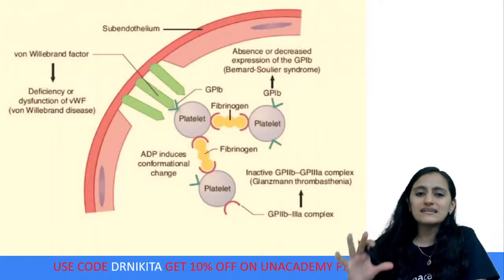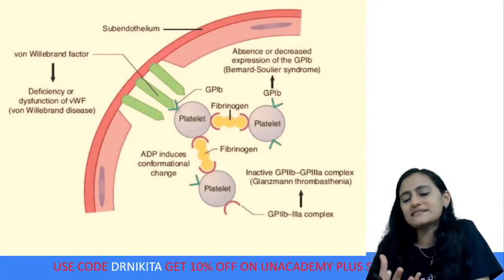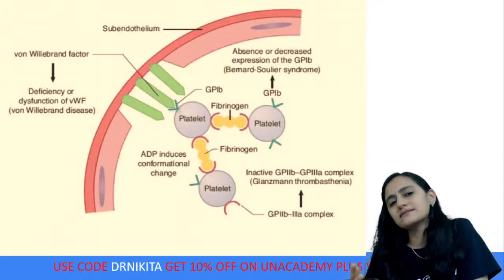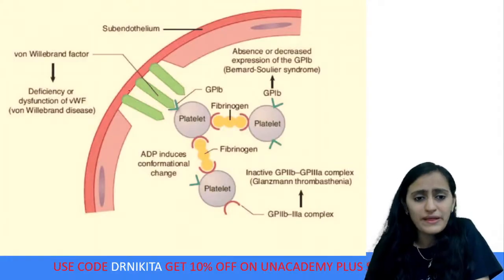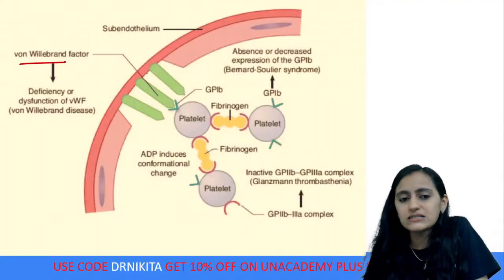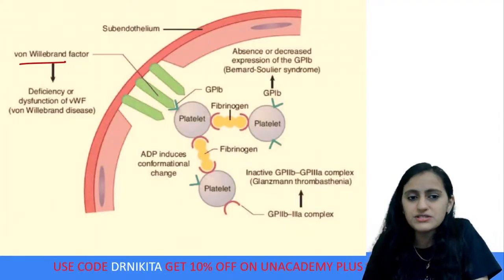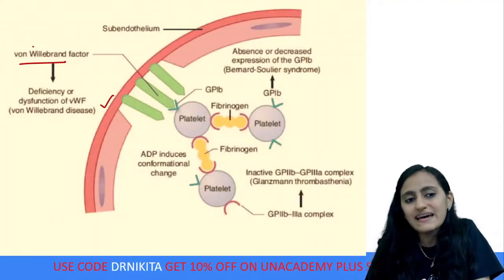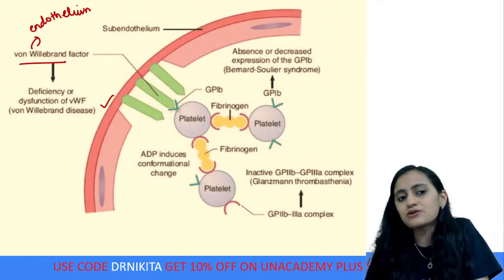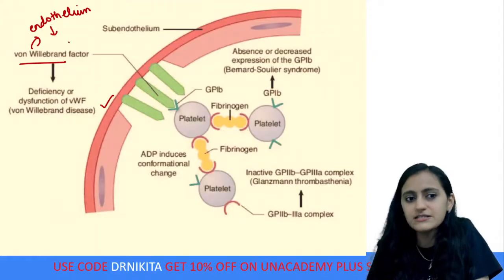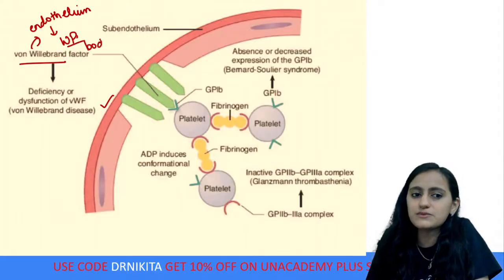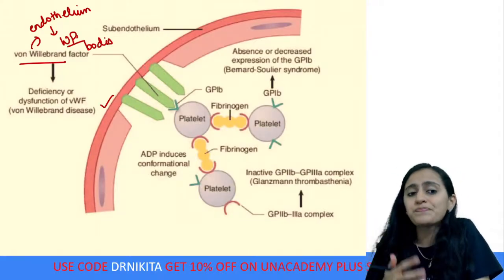Before that, let us understand some concepts, basically how a thrombus is formed. A thrombus is formed when there is a vessel injury. When there is vessel injury, your von Willebrand factor is exposed on the endothelium. From where is it released? It comes from your endothelium. Which bodies in the endothelium release your von Willebrand factor? Your Weibel-Palade bodies, those are the ones which secrete your von Willebrand factor once there is a vessel injury.